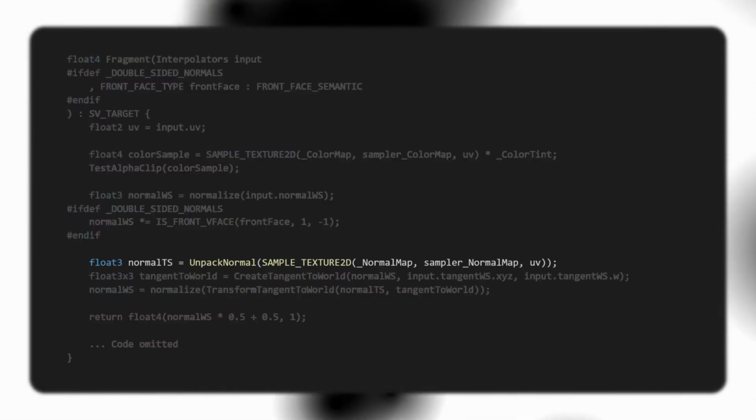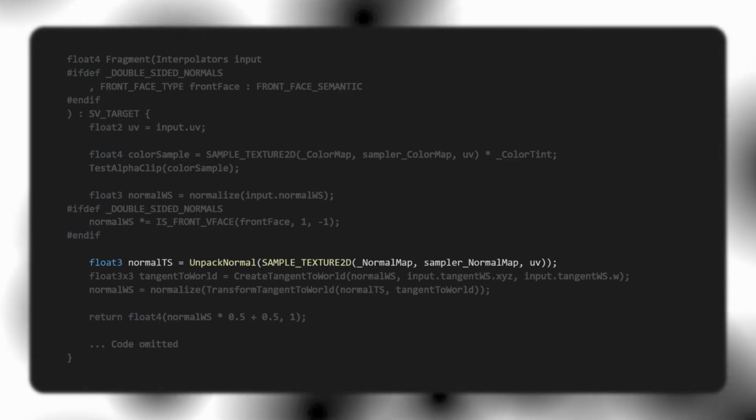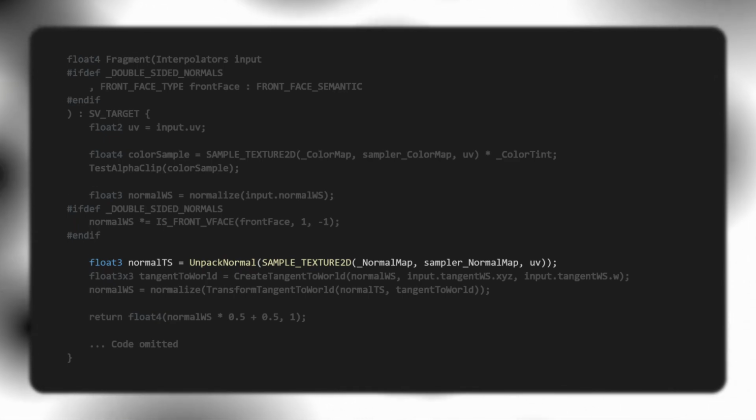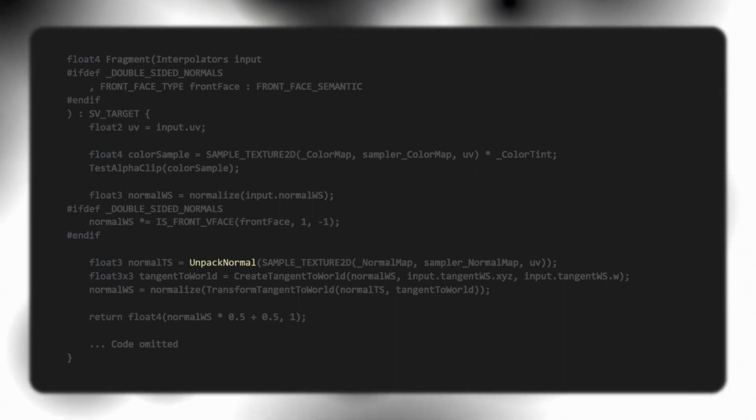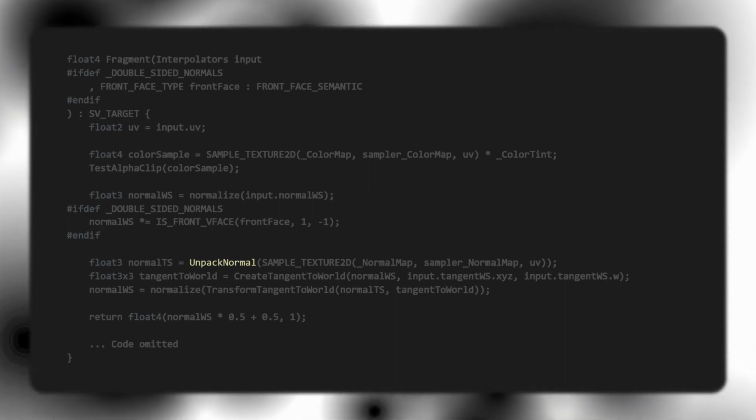First, calculate the tangent space normal vector. As mentioned earlier, Unity encodes normal maps in a special way. Use this URP function to decode the tangent space normal vector inside.